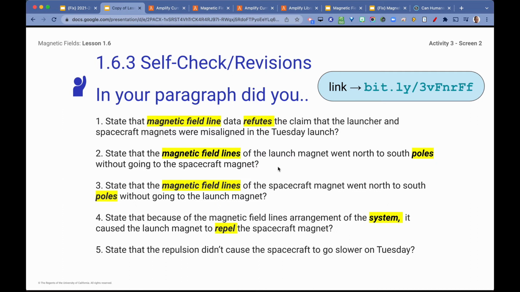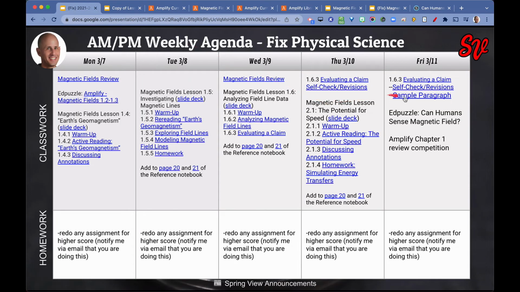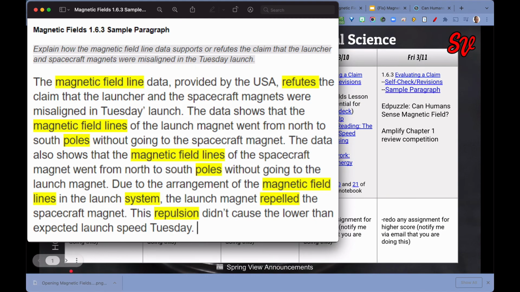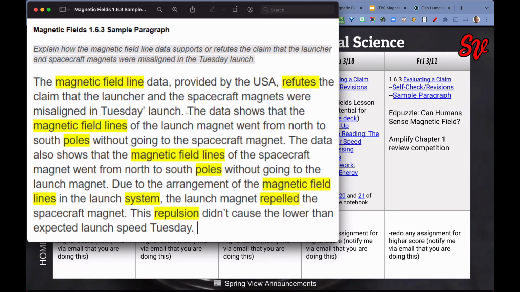The next day they did a paragraph self-check revision. This is what I'm looking for when grading their assignment, to see if they have this information in there. They had an opportunity to revise it, and then I graded it. Then the next day, that would be Friday, I showed them a sample paragraph of what it looks like for a 10-point grade or credit, and this is what it looks like.